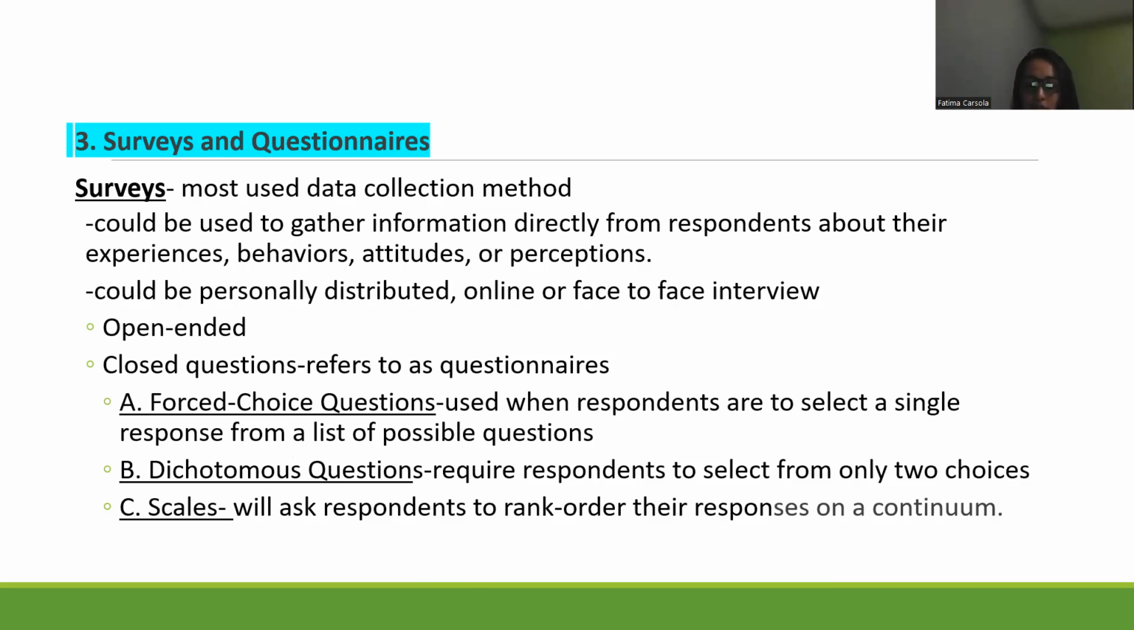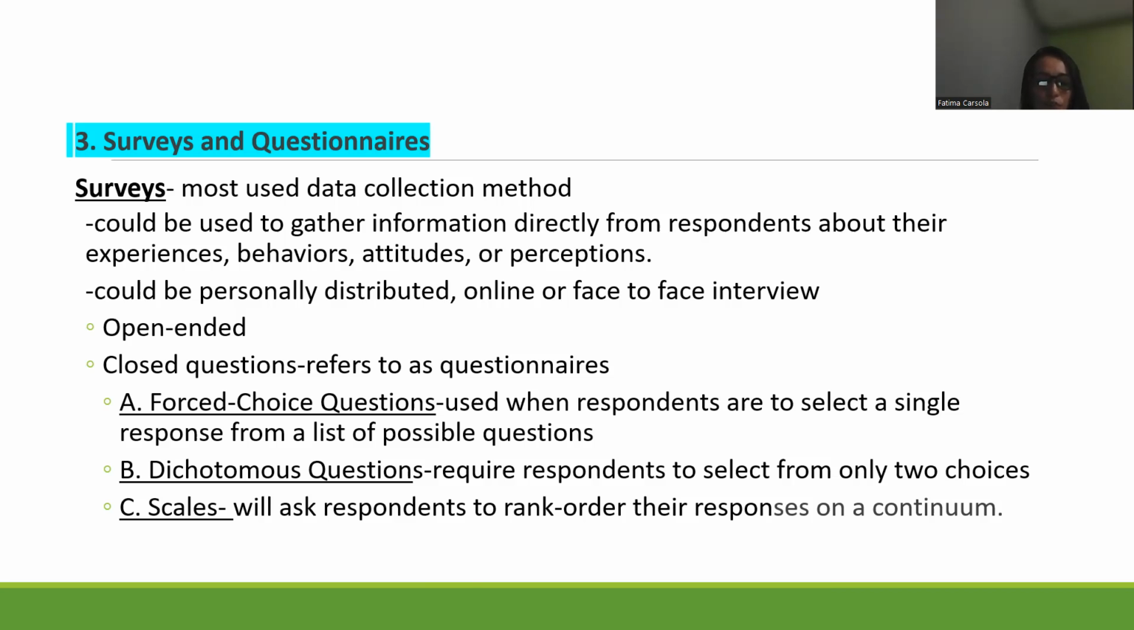Okay, surveys could be personally distributed or through mail or delivered online, and they could also be administered during a face-to-face interview or a telephone survey. So we have open-ended and closed questions, and open-ended refers to interviews, and of course your closed question refers to your questionnaire.